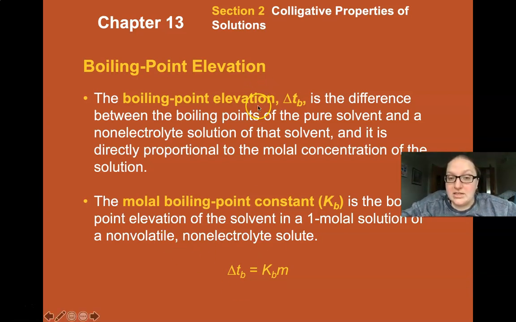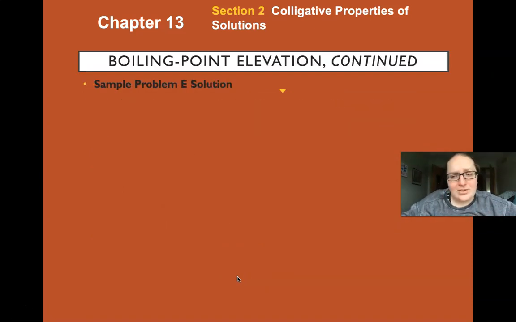And when we're doing this calculation, remember, the first part is always going to be to figure out what the molality of the solution is, multiply by the KB, which comes from a table since it's a constant, and then we're going to get the change in the boiling point. And what we're going to do is add that to the normal boiling point of that solvent. So again, values from a table.